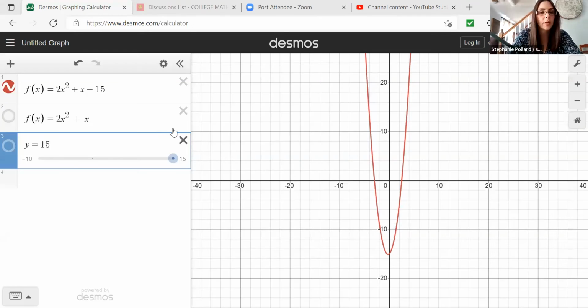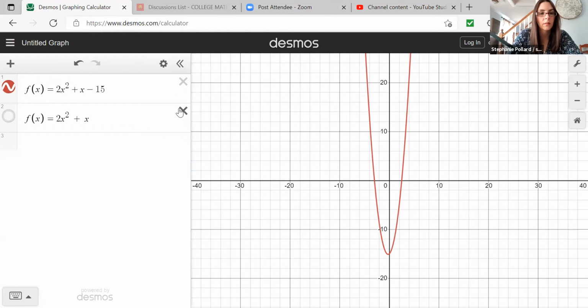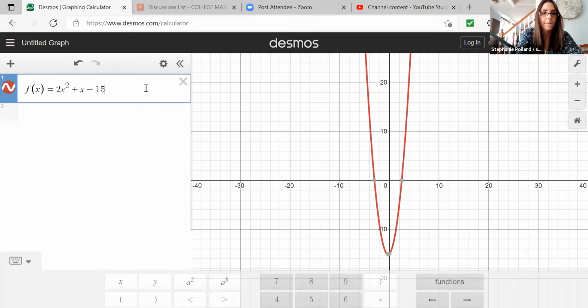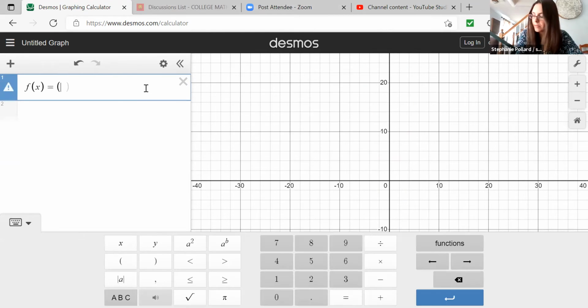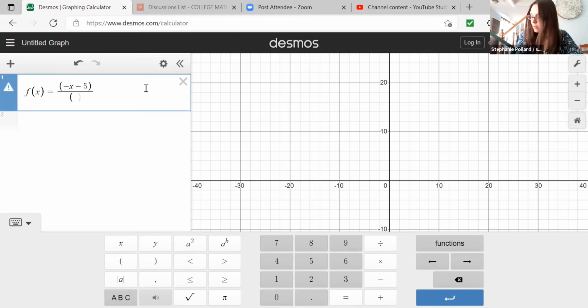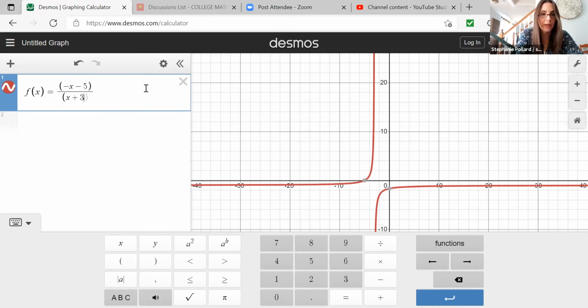All right, so let's put in the one that we just had. So it was (-5 - x) divided by (x + 3), and we were looking here for greater than or equal to 0. So you're looking for above the x-axis. And remember, our answer was between -5 and -3.